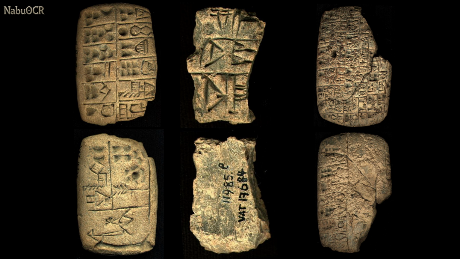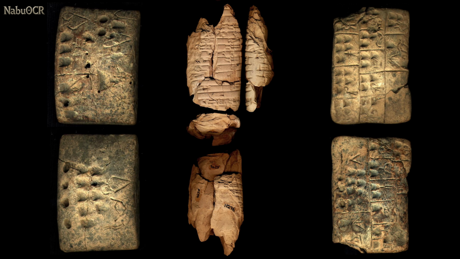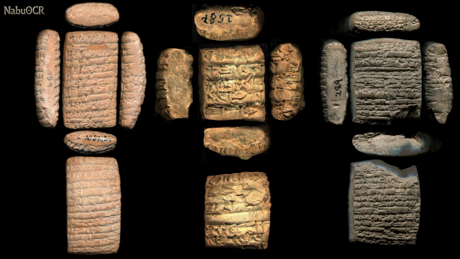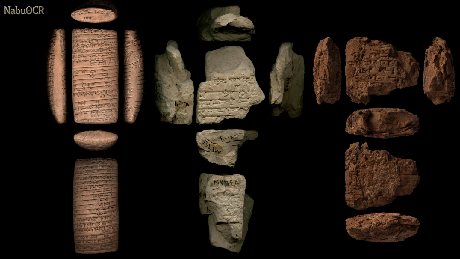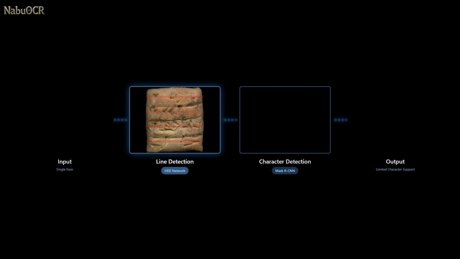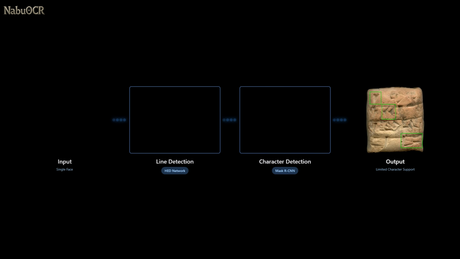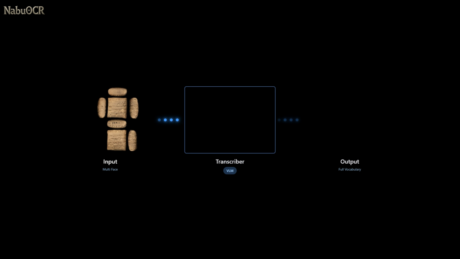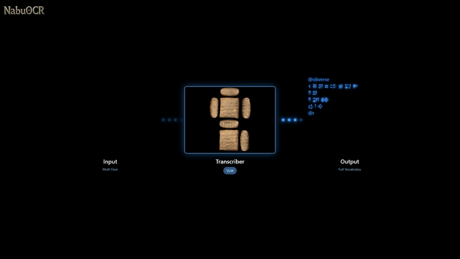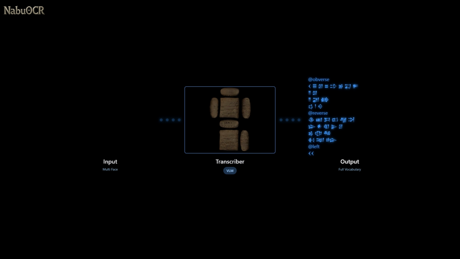Cuneiform OCR is hard. The script is non-Latin, tablets are heavily worn, images show multiple faces at once, and glyph shapes vary wildly across periods. Existing tools use multi-stage pipelines that accumulate errors. NabuOCR takes a different approach. One model, image in, transcription out.